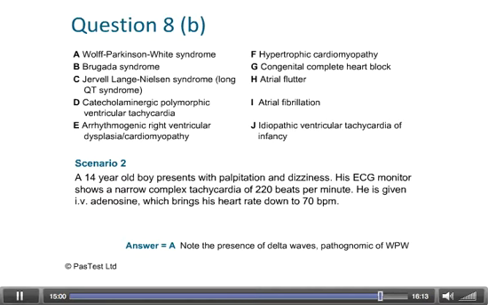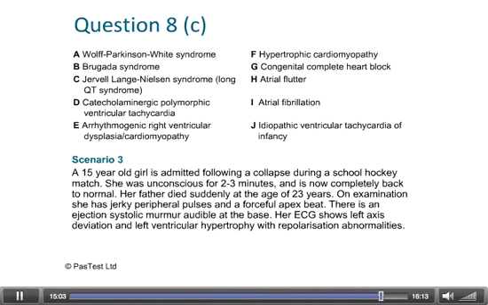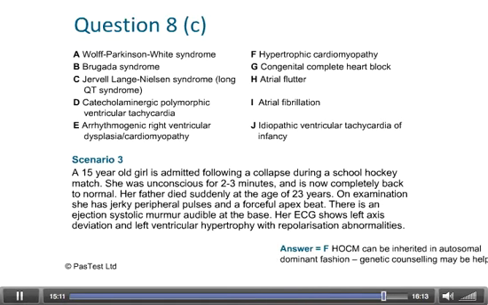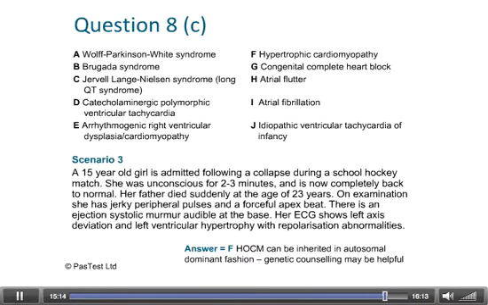Question 3. The answer to this is HOCM, that is to say hypertrophic obstructive cardiomyopathy. This can be inherited in a number of different ways and in association with various syndromes. Genetic counselling, therefore, may be helpful, particularly to study whether or not this is an autosomal dominant inherited form, as might be suggested by the question.